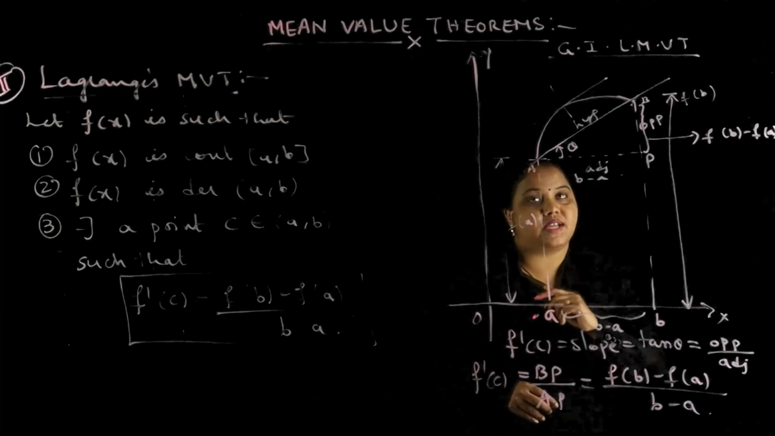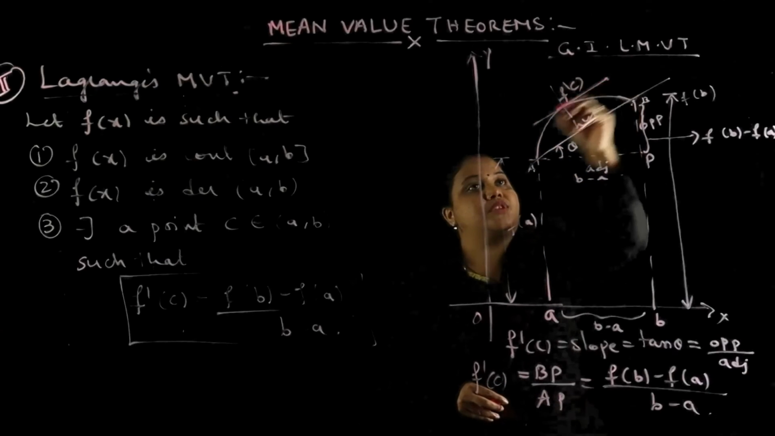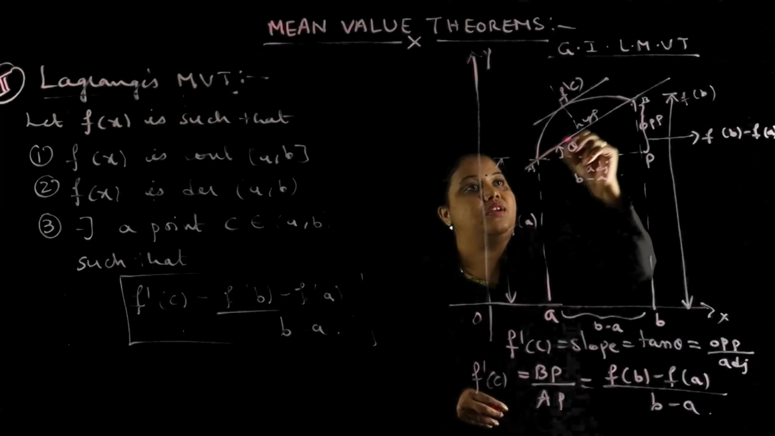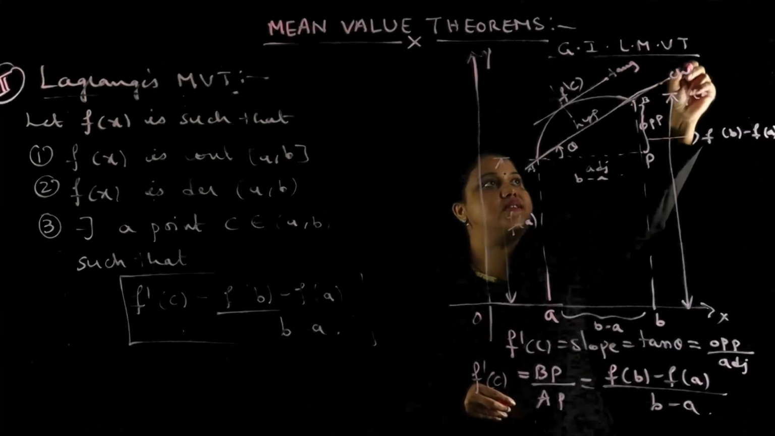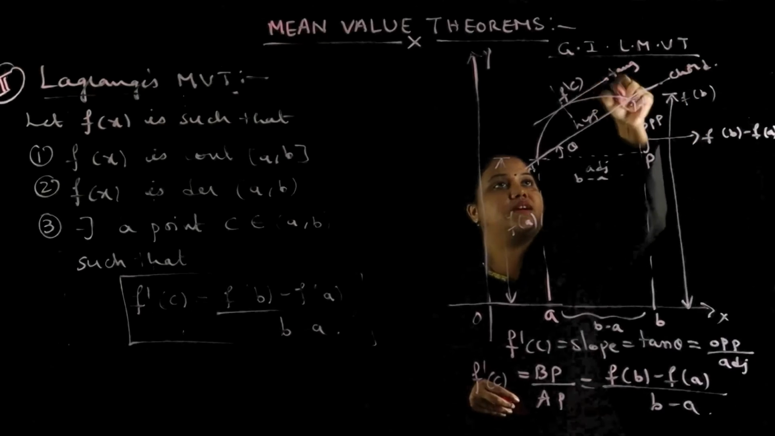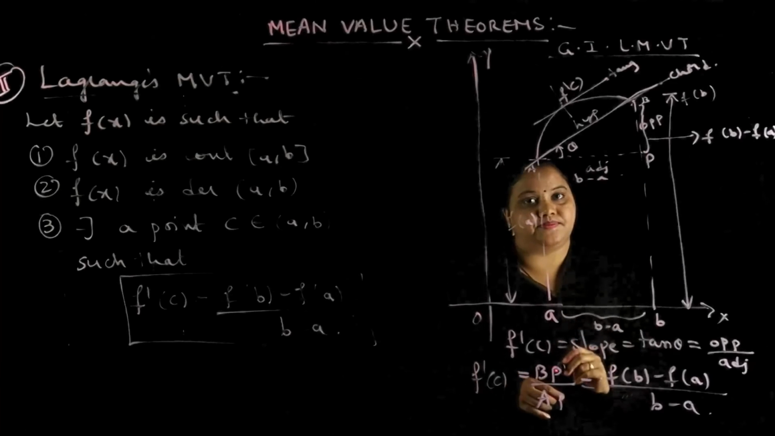The third condition states that if you are drawing a tangent at that point, that tangent should be parallel to the chord joining these points. So this is the tangent and this is the chord. So this is the third condition which is referred to and we have proved.